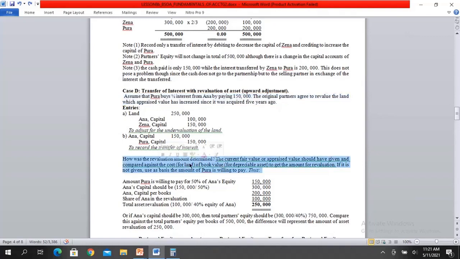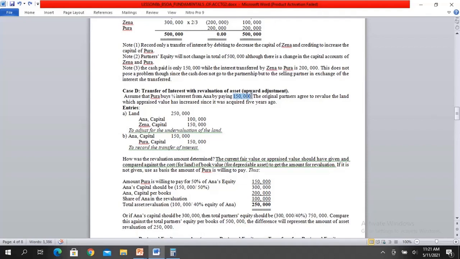So, how was the revaluation amount determined? So, paano natin determine kung magkano yung revaluation amount ng land? The current fair value or appraised value should be given and compared against the cost for land, or book value for depreciable asset. Pero since hindi nakalagay dito kung magkano yung appraised or current value or fair market value ng land, ang gagawin natin is use as basis the amount Pura is willing to pay. So magkano yung willing na ibibigay ni Pura?